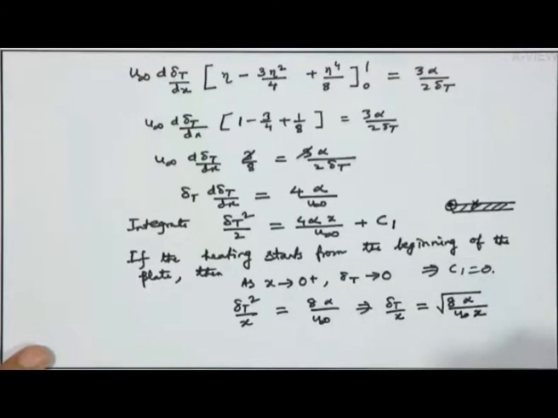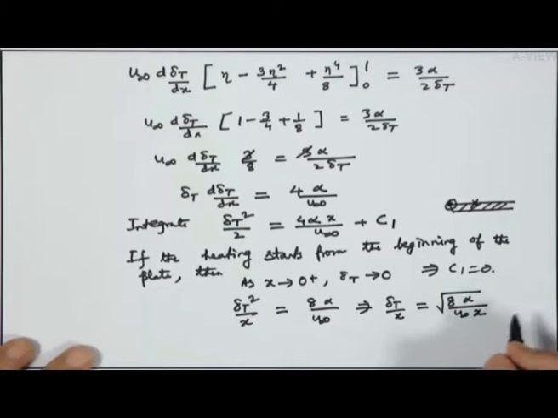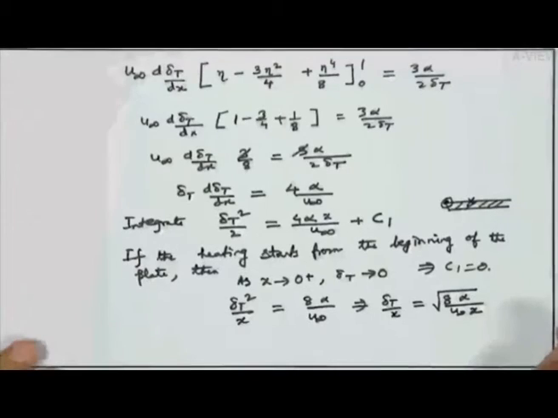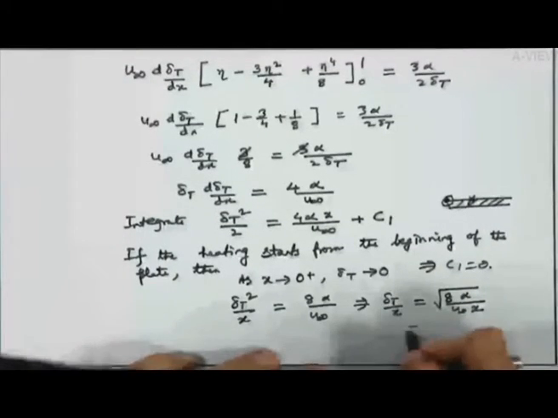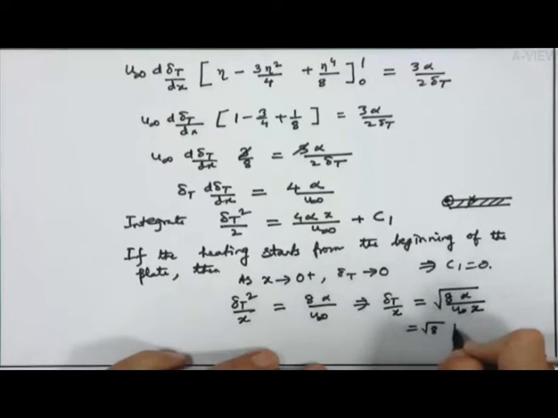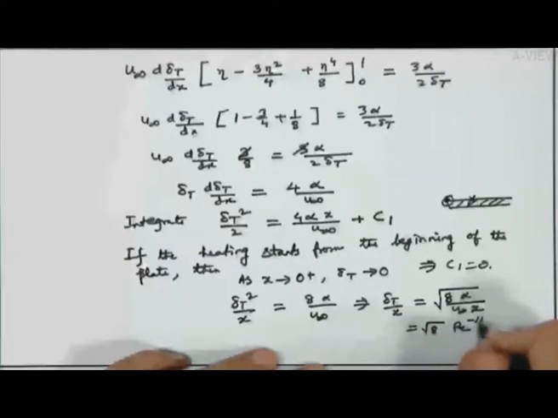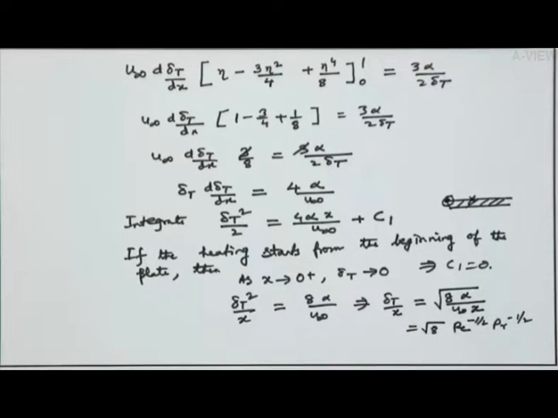So this is delta t by x. So you can see this is square root of 8 into Reynolds number, u infinity x by alpha is Reynolds number to the power half into Prandtl number to the power half. So this is Reynolds number to the power minus half into Prandtl number to the power minus half.